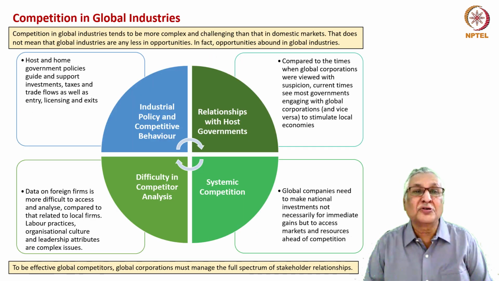How does competition in global industries manifest itself? It tends to be far more complex and challenging than the competition that exists in domestic markets. That does not mean that global industries are bereft of opportunities. In fact, opportunities abound in global industries. There are four aspects of global industrial behavior that are important for us. The first is industrial policy and competitive behavior.